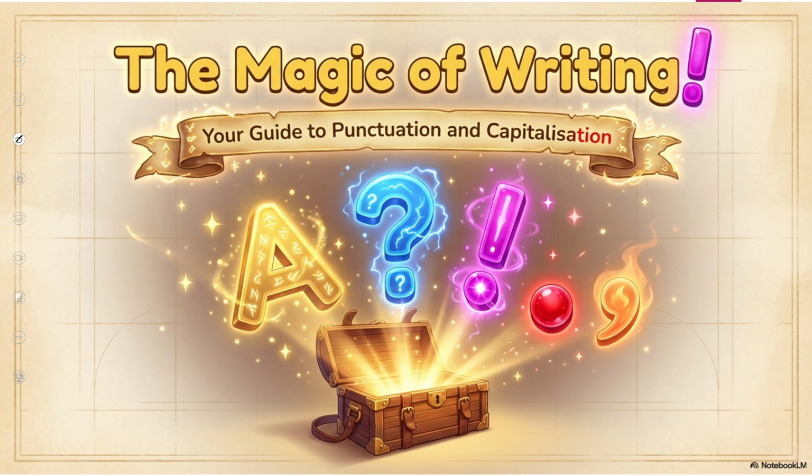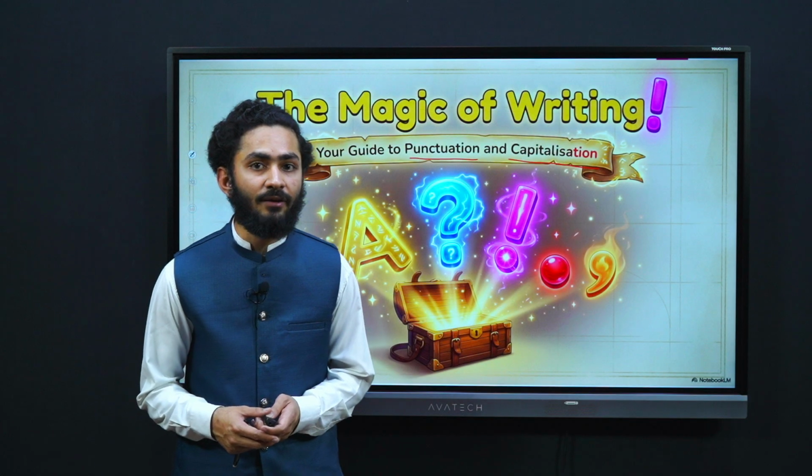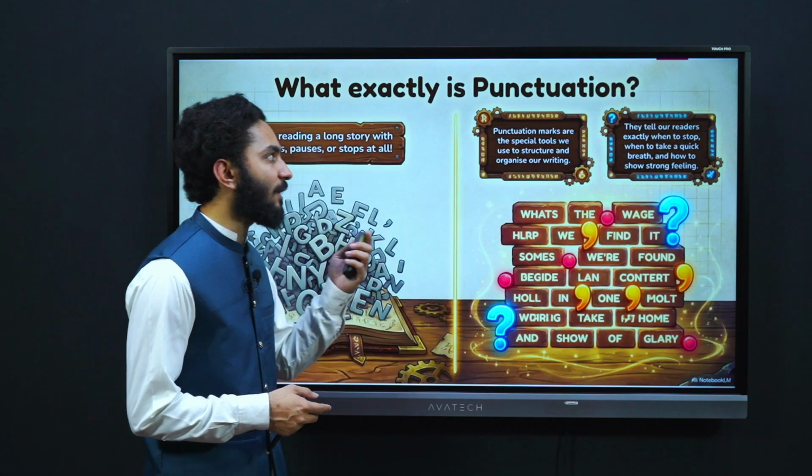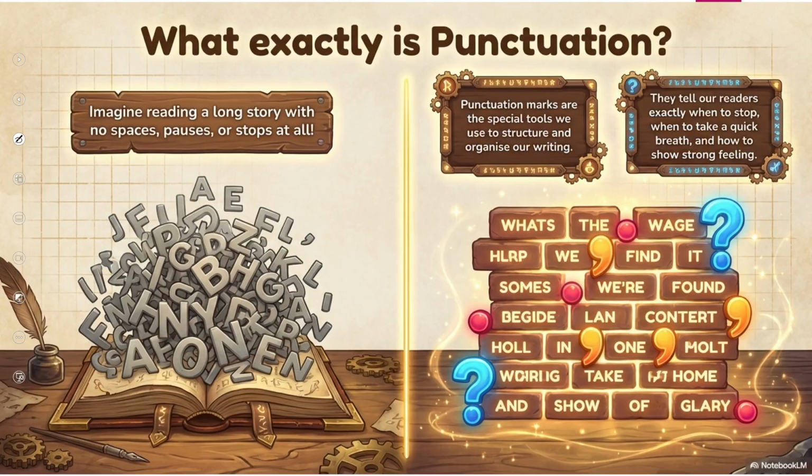The magic of writing. We use punctuation and capitalization to make our writing more clear. When we are speaking, we use intonation or tone variation to convey our message correctly. But when you have to write, you have to use these punctuation marks to make your question clear, to make your statement clear, to make your message clear.